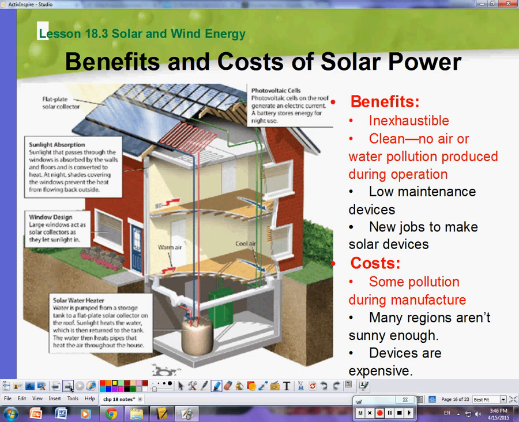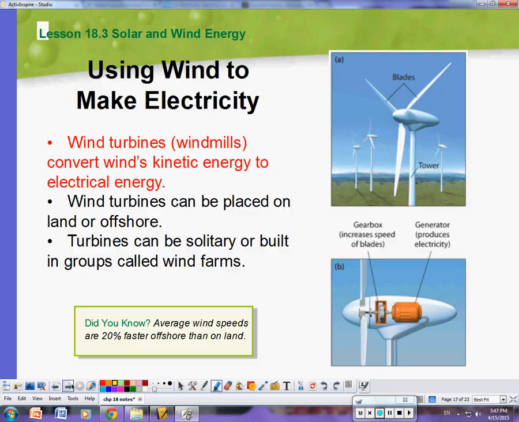I don't agree with the low maintenance that's on the board. They are very sensitive. They need to be positioned correctly. If there's windstorms and things like that, you need to make sure that they're anchored properly. Costs. Yes, they said some pollution during manufacture. Depending on which solar panels it is, it can be more than others. And depending on what it's for, it can be expensive.